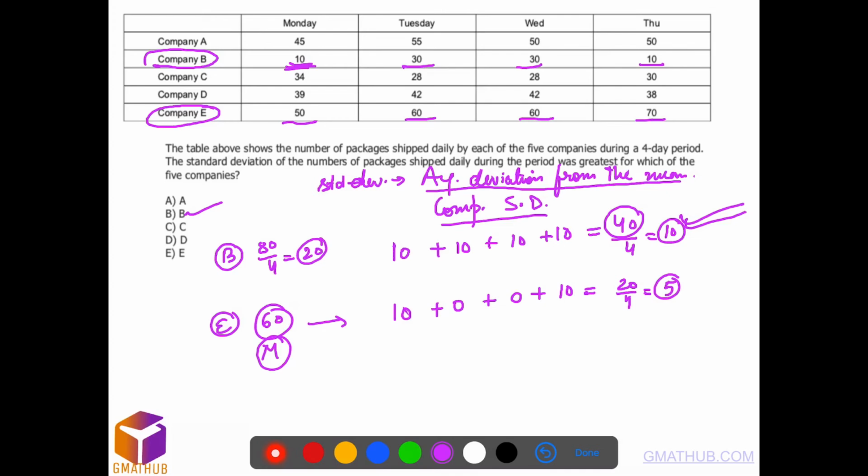So we don't need to calculate standard deviation by the method that you must have studied in school. That's the whole point here. We need to see how far away the terms are from each other. Standard deviation tells me that thing. So when we need to compare, we just need to see individual deviations from the mean. That'll be good enough.